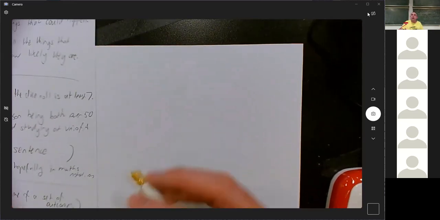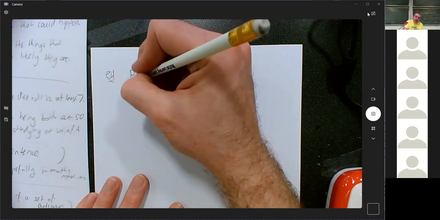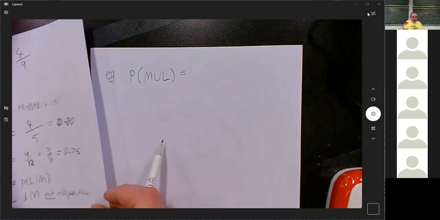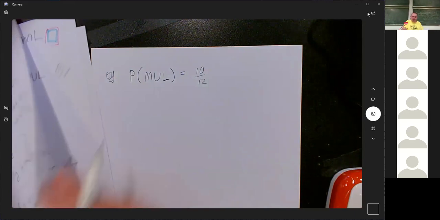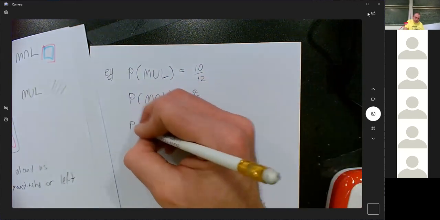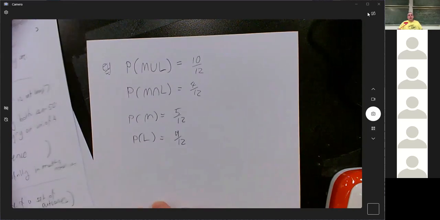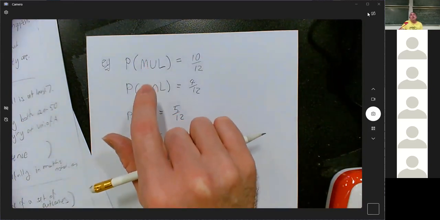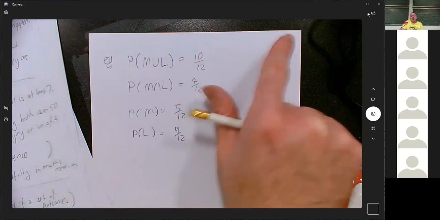Actually, before I get to that, I just want to do one more example. In this example here, the probability of M union L was 10 out of 12. I've got all these things written down, just a second, I'll write them down again. All these 4 probabilities are all related to each other. The more that M and L overlap, the smaller their union is going to be relative to each of them.